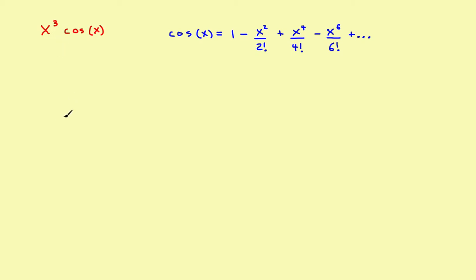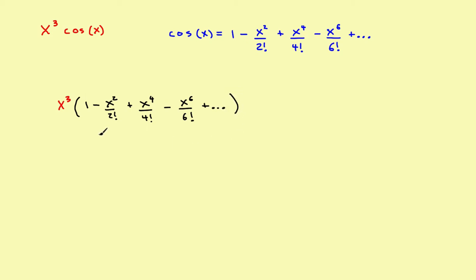First of all, you've got x cubed, so I'll put x cubed right here. And I'm going to multiply this times, in place of the cosine of x, its expanded power series. So this would be 1, then minus x squared over 2 factorial, then plus x to the 4th over 4 factorial, then minus x to the 6th over 6 factorial, and plus, and it goes on to infinity. So it looks like that.